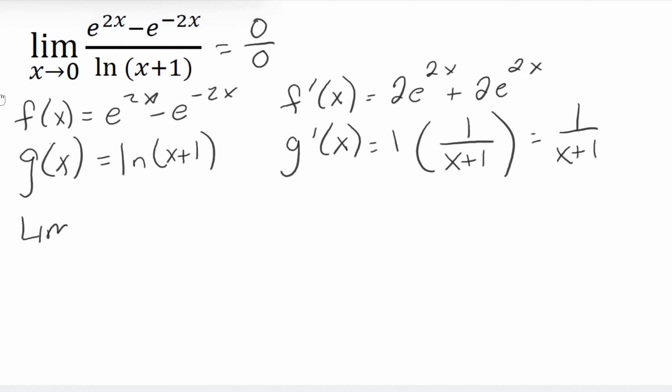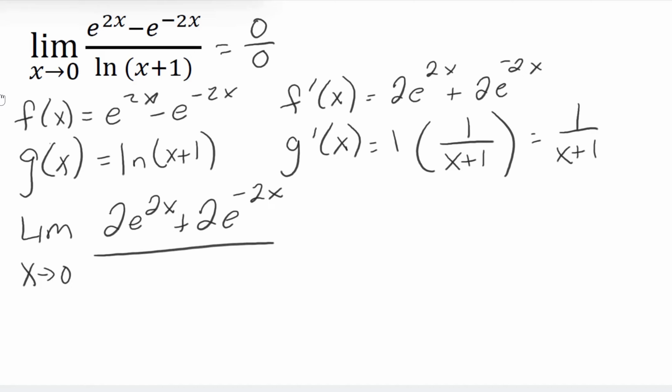So now I'm looking for the limit as x goes to 0 of 2e to the 2x plus 2e to the negative 2x, because I screwed that up and didn't put the negative sign back there. And Scott didn't catch me. Okay. Yet. He would have in a minute.